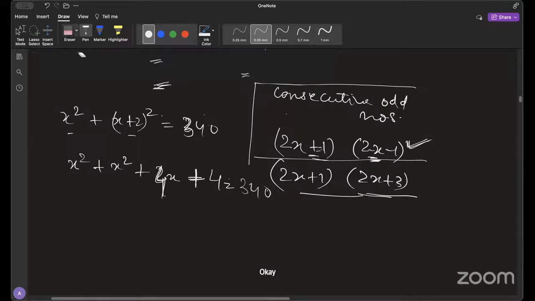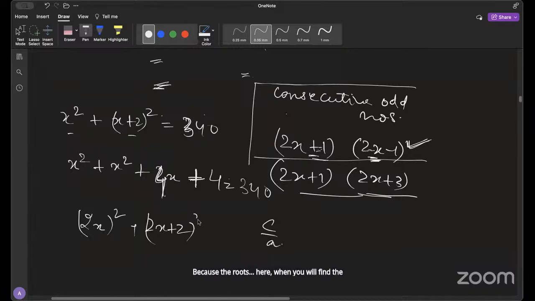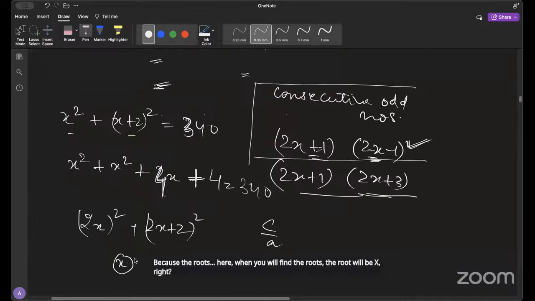Okay. So you can do it that way too. But for the product, you'll have to do minus, for the product, you do C by A. Why we don't do this here is 2x and 2x plus 2 here. Because when you find the roots, the root will be x, right? So you'll get the root of these two, and then the product won't be C by A.